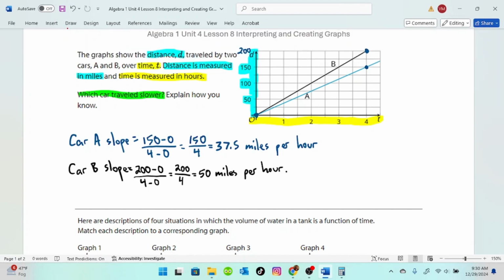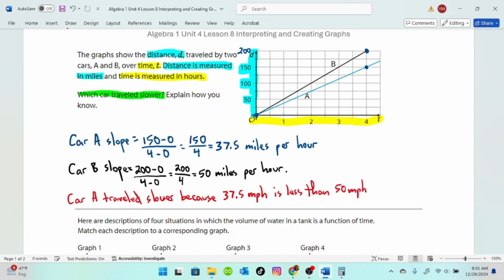So, if I want to answer this question, car A traveled slower because 37.5 miles per hour is less than 50 miles per hour, and the slope for car A is flatter than the slope for car B.